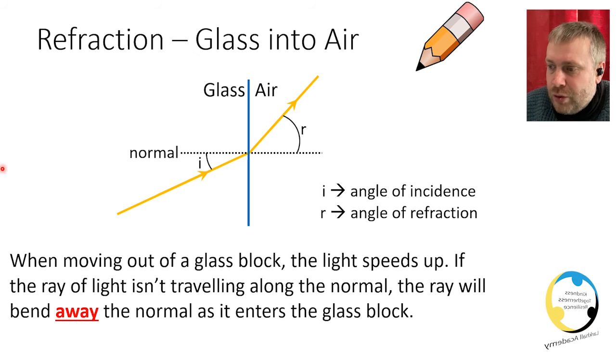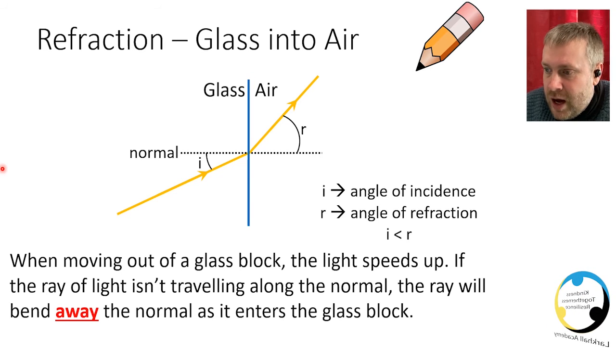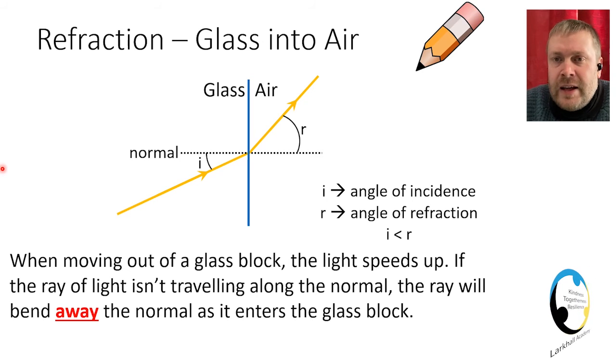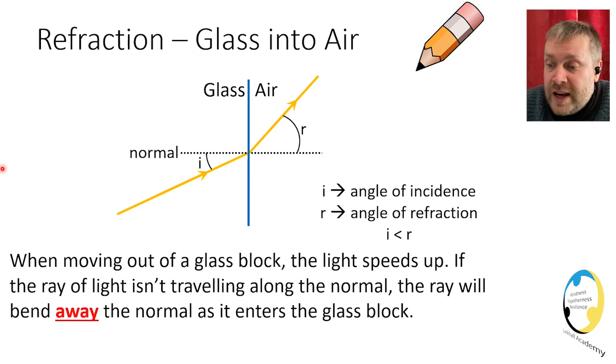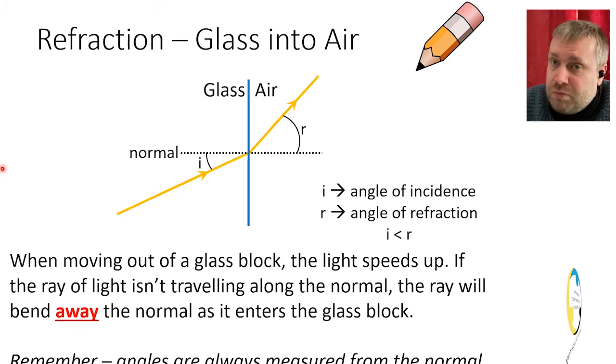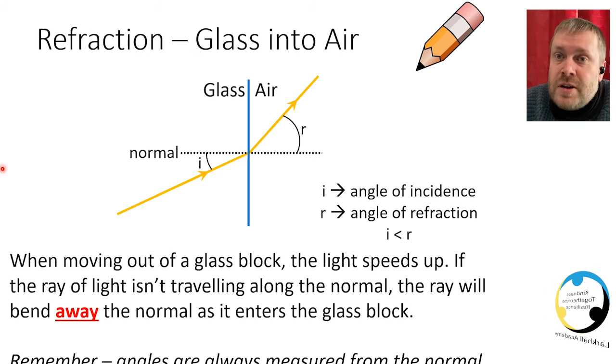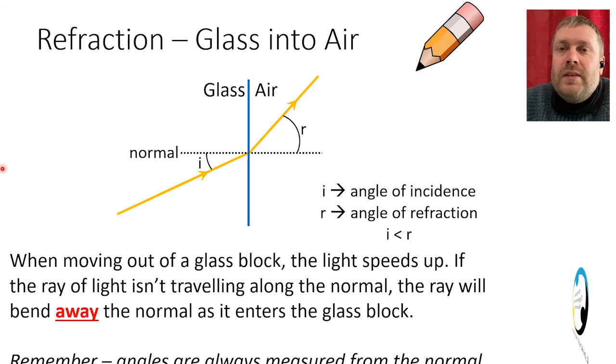So I, our angle of incidence. This time we've got R here, which is our angle of refraction. So in this case, I, our angle of incidence, is less than our angle of refraction. You guessed it, I'm sure already by this point. Remember and measure your angles from the normal.